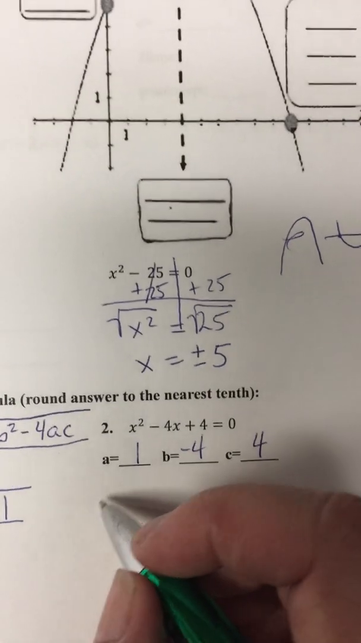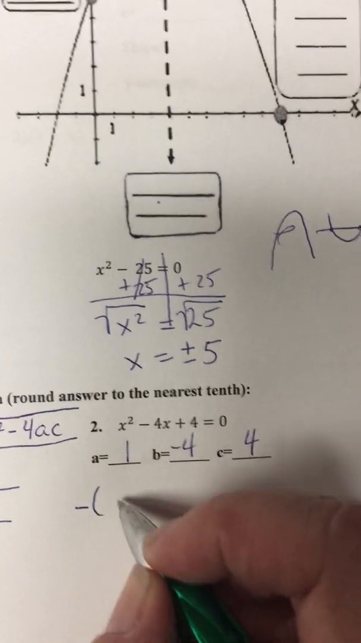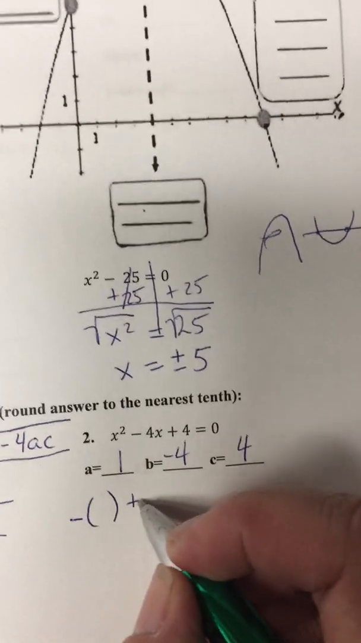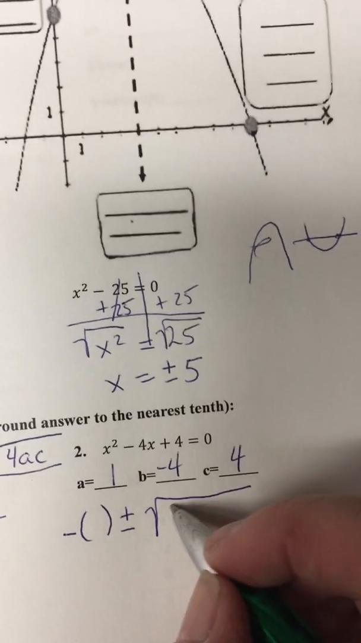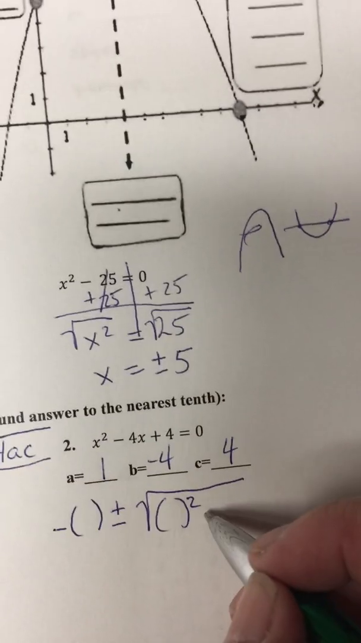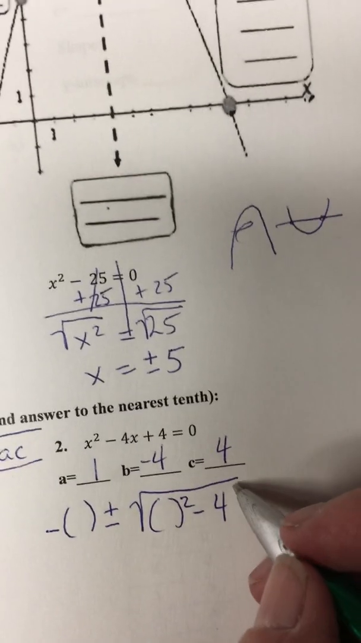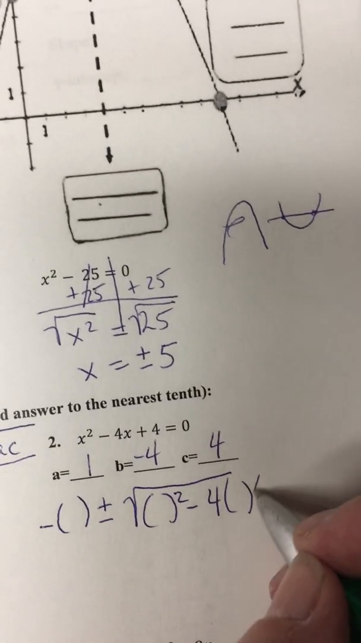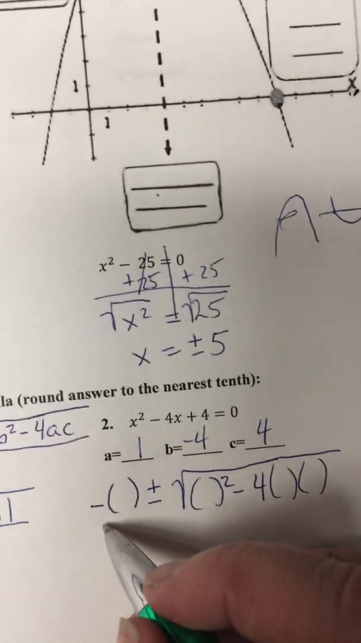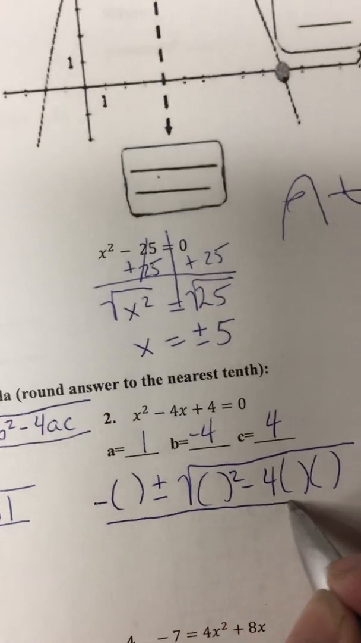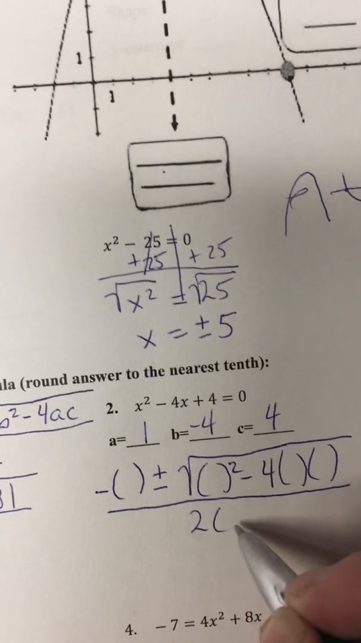So now we're going to write the formula. It is -b, so I'm going to put a parentheses there, plus or minus, and the square root symbol, and it's b squared minus 4 times a times c. And all of that is inside the radical. And then this is all over 2 times a.